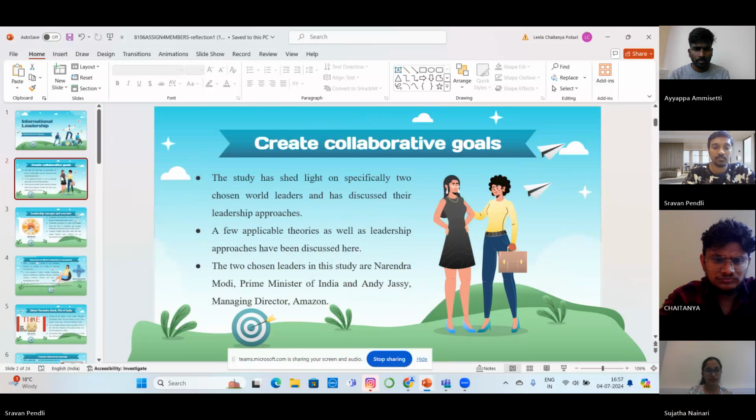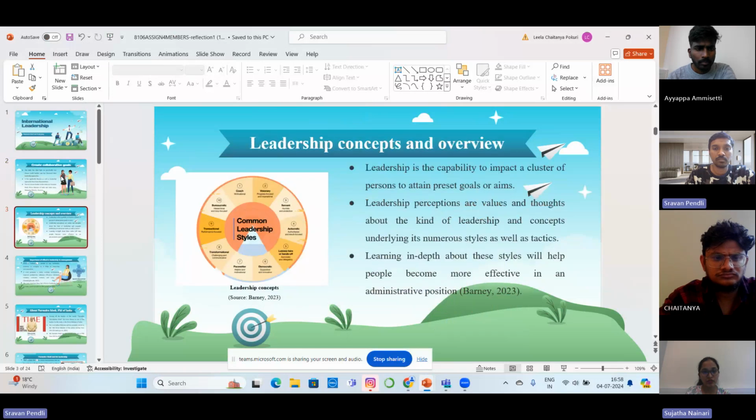So we can see in the introduction, create collaborative goals. The study further aligned a few applicable leadership approaches with those of the chosen leaders, along with some suitable theories that will help to demonstrate the characteristics and leadership traits of a particular leader. The study is related to international leadership. Hence, the two leaders' organizational leadership perspectives have been analyzed on the basis of various practices and theories. The current or relevant leadership styles of both chosen leaders have been critically evaluated. Let's move on to the next slide.